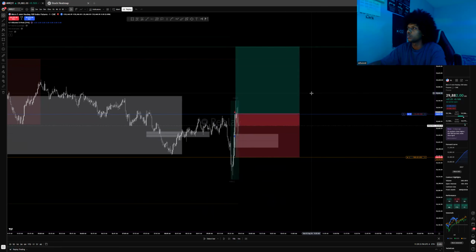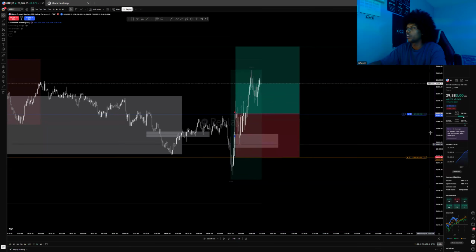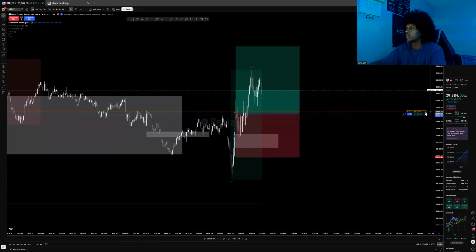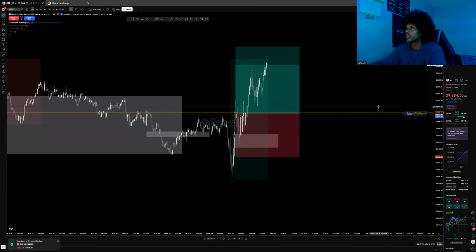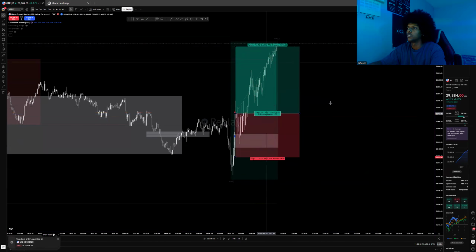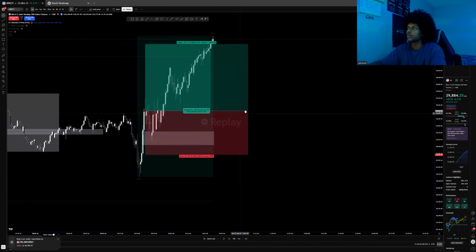That's a nice bonus, 1.53 risk to reward. At this point, go break even. Once the price holds this, we'll get out of break even. And then boom, we just go take it out. So pretty much a simple trade.